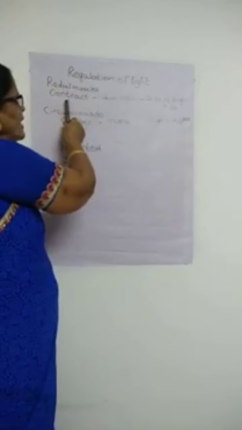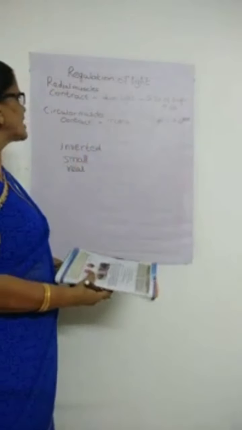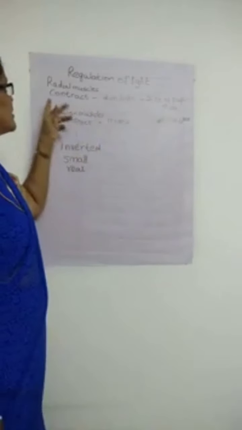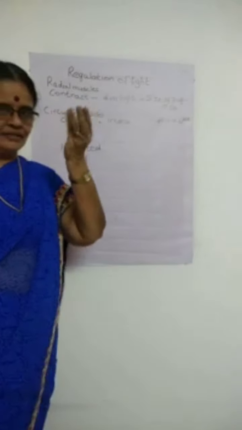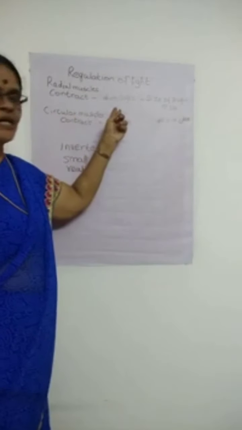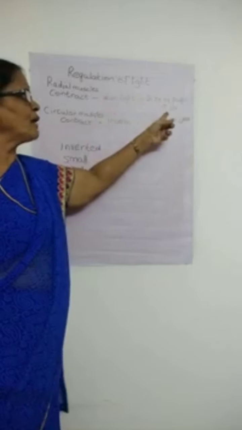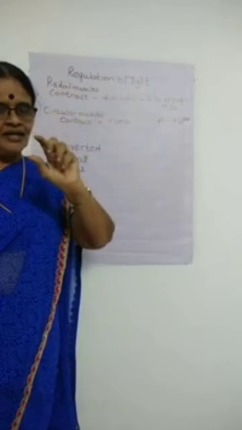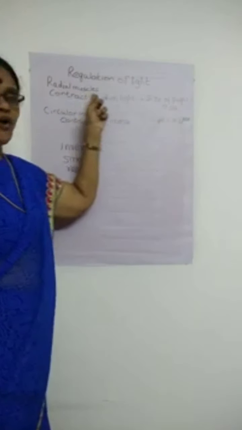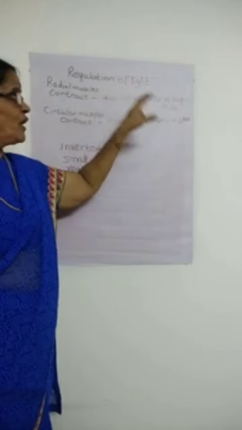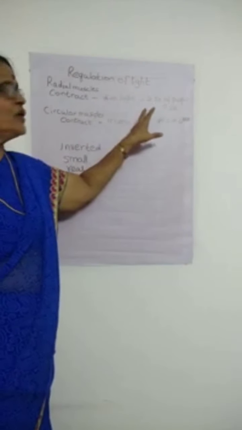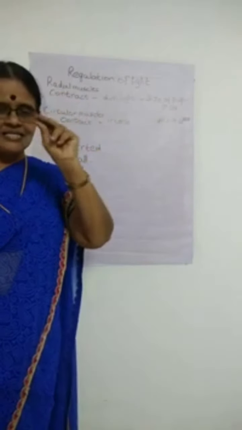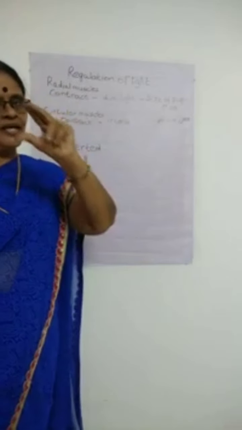Now we have two muscles, the radial muscles and the circular muscles, which maintain the size of the pupil. The radial muscles contract in dim light. So what will happen to the size of the pupil? The size of the pupil will increase. That is the contraction of the radial muscles during dim light. That is why when there is less light, the size of your pupil increases.